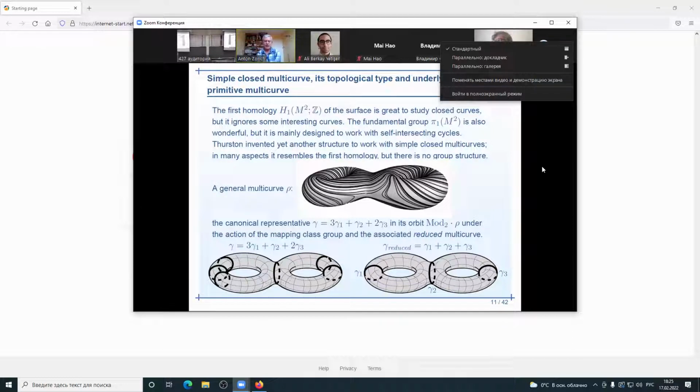And the only requirement is that they do not have self-intersections. They do not have mutual intersections, and there are no components which are freely homotopic to a point. And so the claim that there is only a finite number of topological types of primitive multi-curves can be translated in the following way.